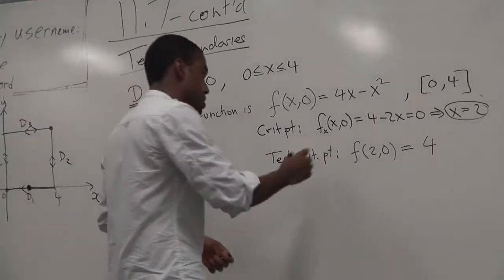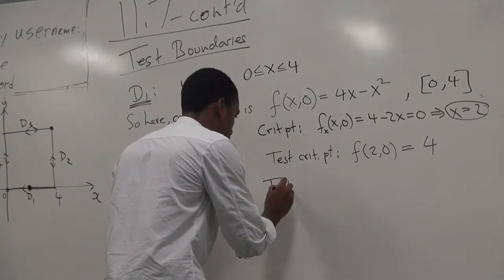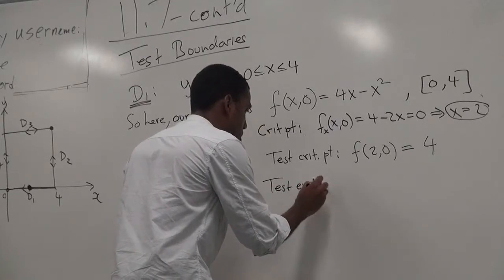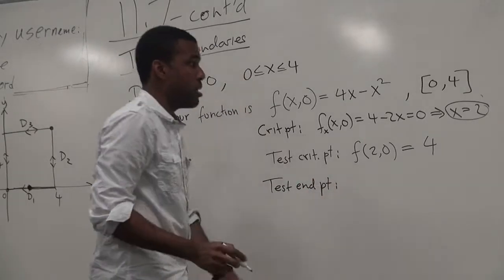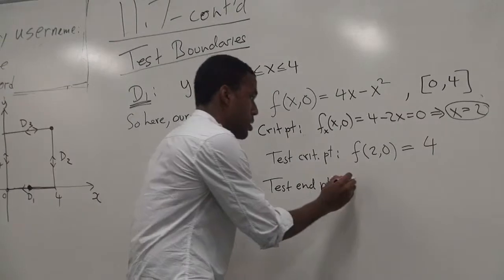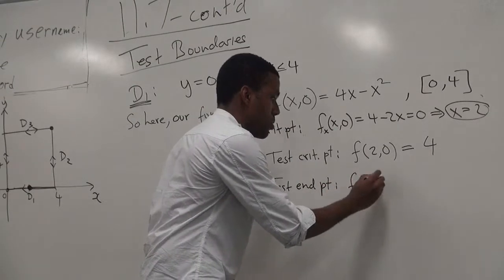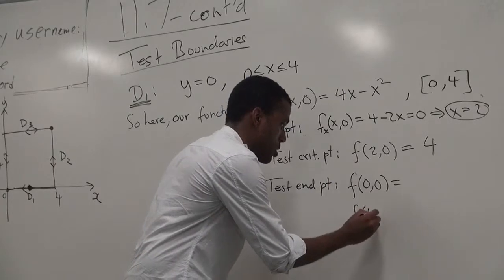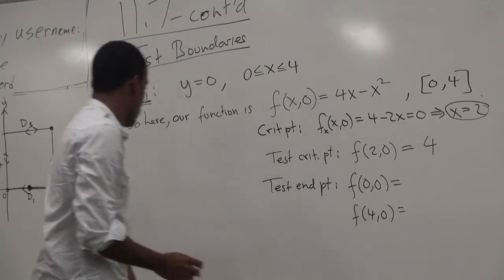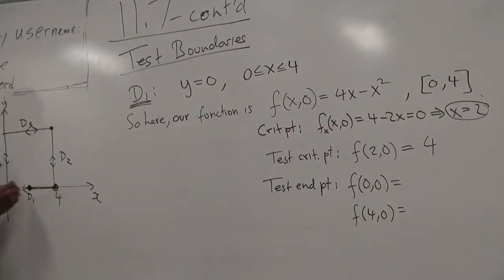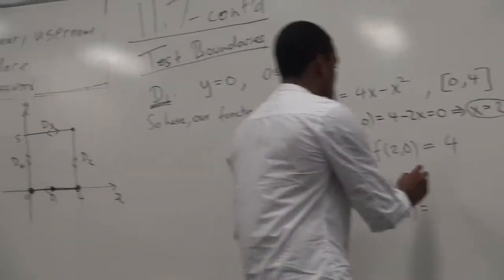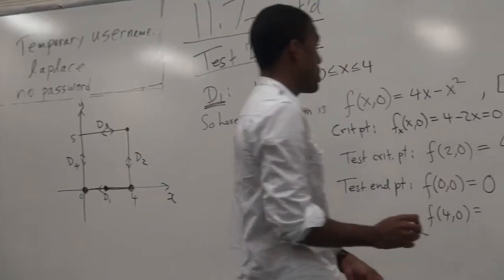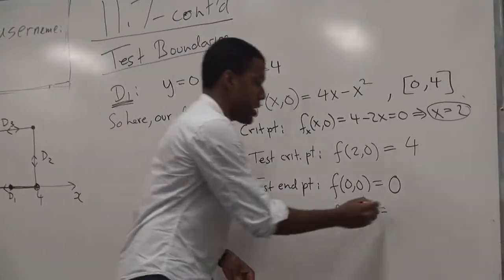And so I test the critical point, now I test the endpoints. Now the endpoint is when x is 0. That gives me f of 0, 0. And when x is 4, that gives me f of 4, 0. So I end up on this line testing 3 points. F of 0, 0 is obviously 0. F of 4, 0: if I plug in 4 here, I again get 0.